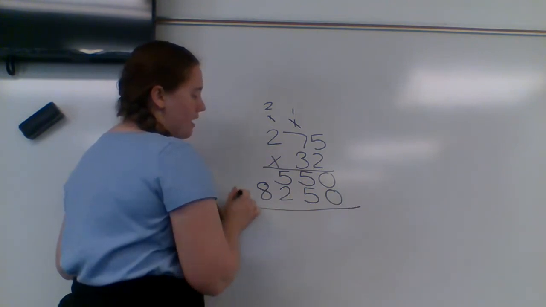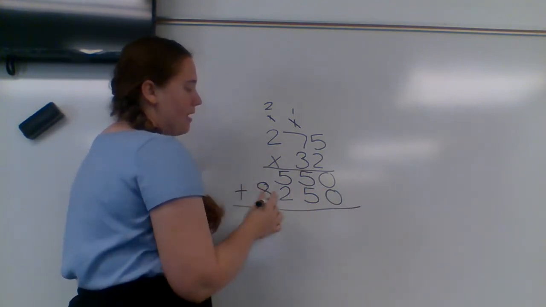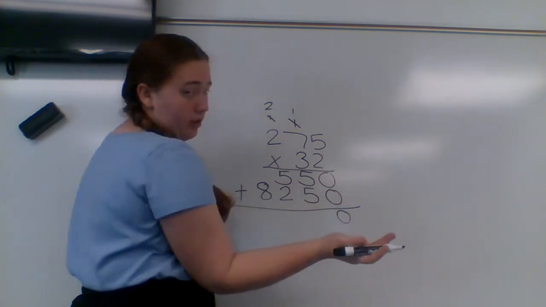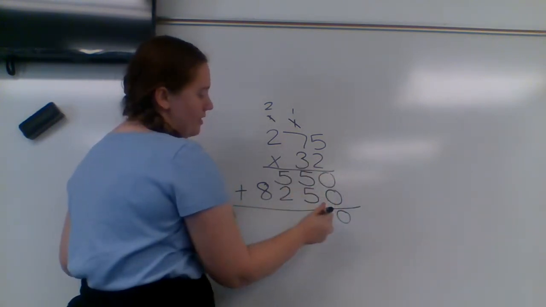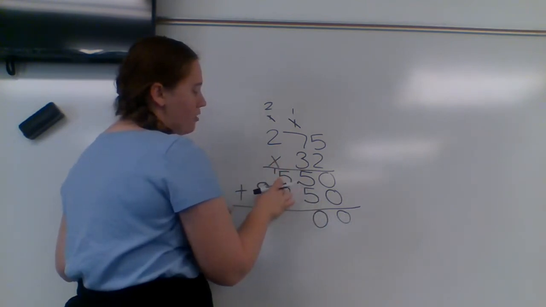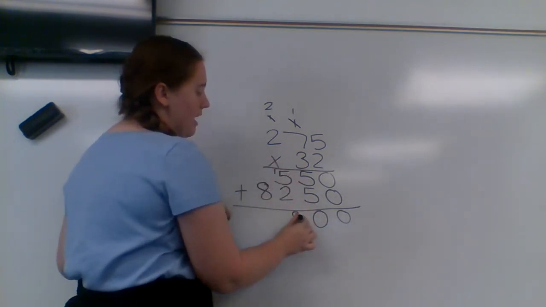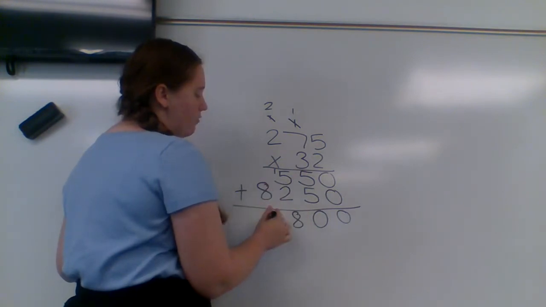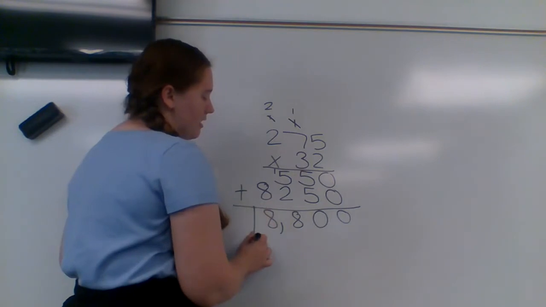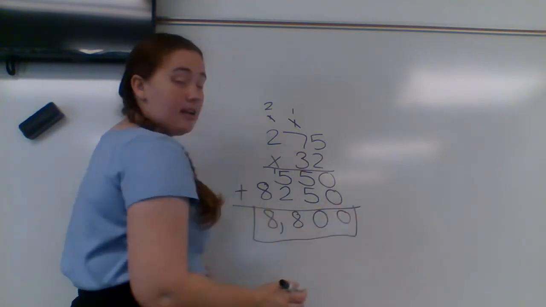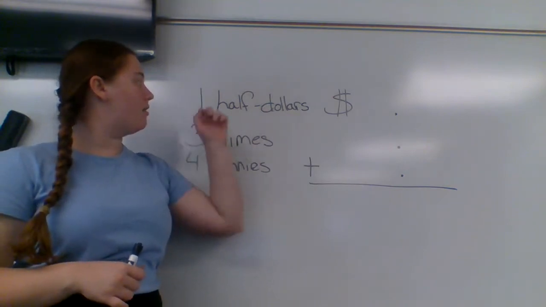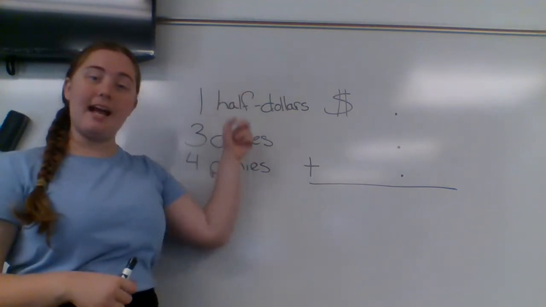And I'm going to put these together, add it up, and let's see. 0 plus 0 is 0. 5 plus 5 is 10. Carry the 1. 5 plus 2 is 7, plus 1 is 8. And then I have this 8 right here. And my answer is 8,800.